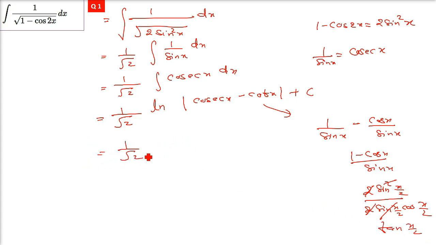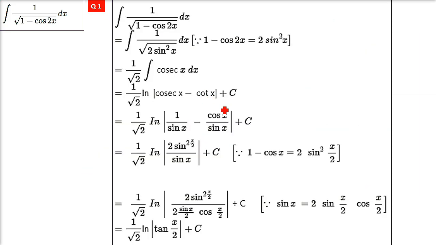So we have 1 by root 2. I am writing it here now. Because ln is already there, the modulus you cannot forget. So tan x by 2 under modulus plus the constant of integration. This we have already proved, cosec x minus cot x; it came out to be this. So this is the result which we are talking about.